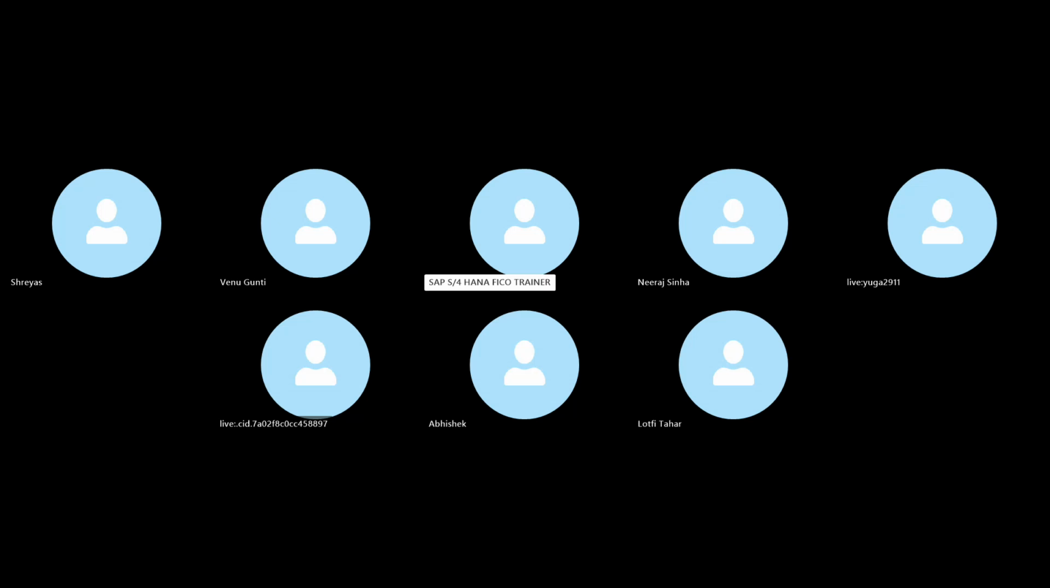A 5-year, 6-year guy has learned 3-4 modules, has taken training in 3-4 modules, and is working day and night in different kinds of projects. Obviously, he will be more knowledgeable than a person working in only one kind of project for 10 years, 15 years. That's the reason you'll find many people in projects who are very senior, but knowledge-wise zero.